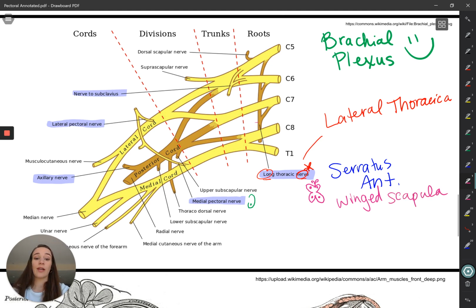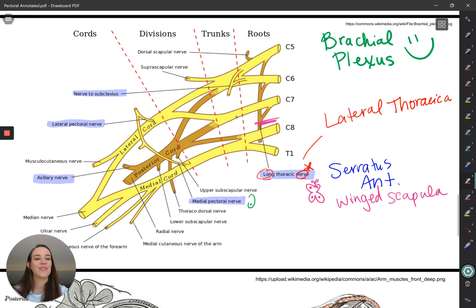So if we were to just straight up cut that nerve, then what would happen is you have someone push against the wall, and on the side that's affected, their scapula will just wing out from their body. It's no longer attached so much to their thorax or their rib cage. So that's fun. That's long thoracic nerve.